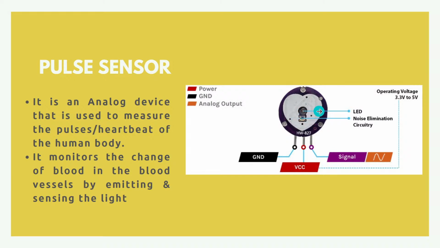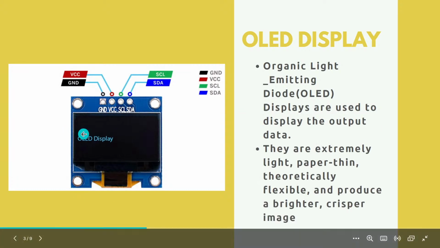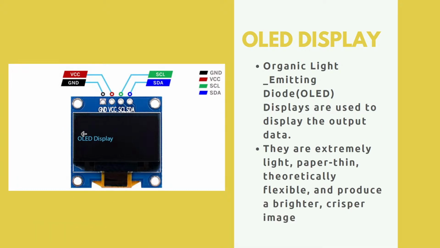It consists of one LED and noise elimination circuitry also. Then the OLED display. Using this display we are going to display our heartbeat per second. The organic light emitting diode, which is the OLED display, is used to display the output data. They are extremely light, paper thin, theoretically flexible and produce a brighter, crisper image. It has 4 pins: one is VCC, one is ground and the other 2 are serial clock and serial data.